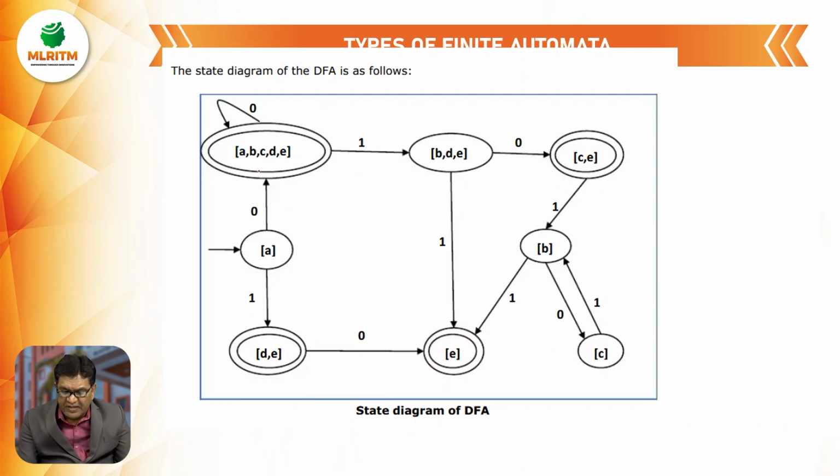A, B, C, D with 0 goes to itself only. A, B, C, D with 1 goes to B, D, E. Next, A with 0 goes to A, B, C, D. A with 1 goes to D. D with 0 goes to E, and with 1 phi. B, D with 0 goes to C. B, D with input 1 goes to E. Similarly, B with 0 goes to C. B with 1 goes to E. Next, C with 0, nothing, phi. C comma E with 1 goes to B. C with 0 is phi. And C with 1 goes to B.